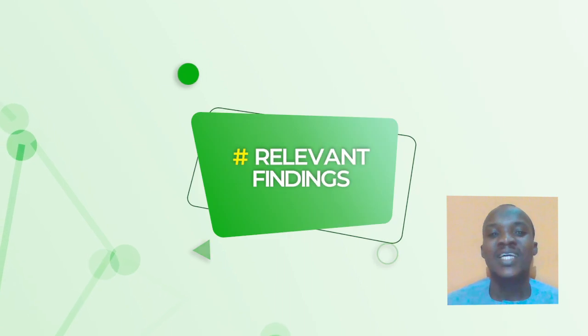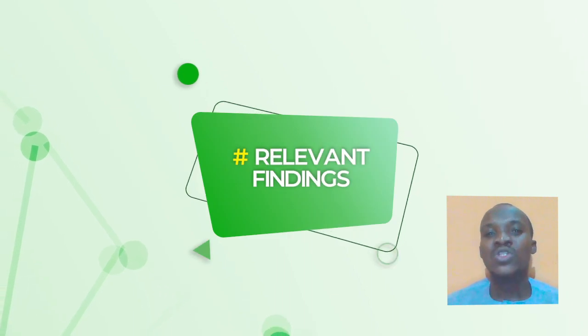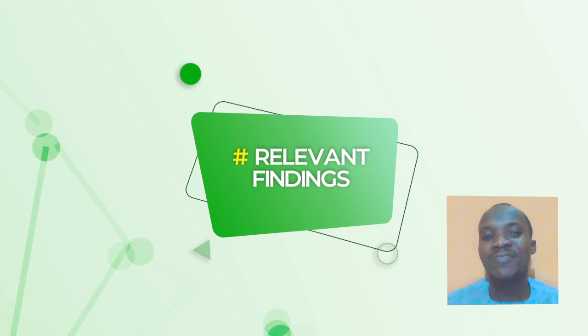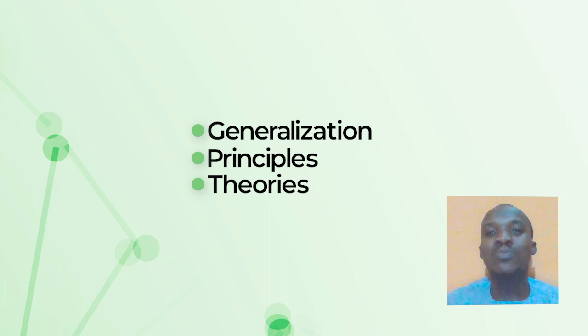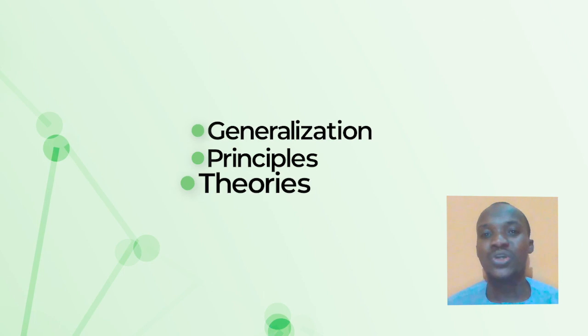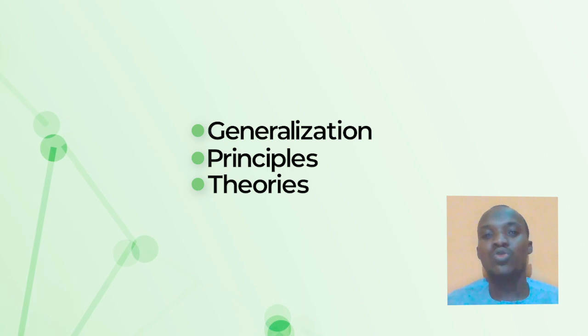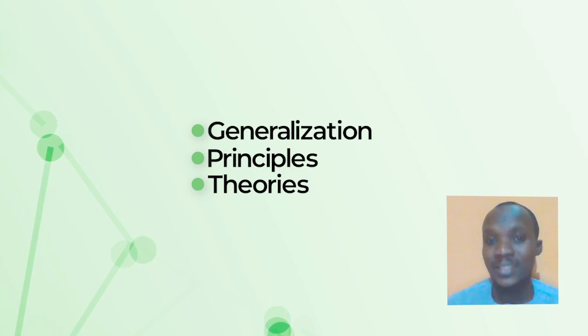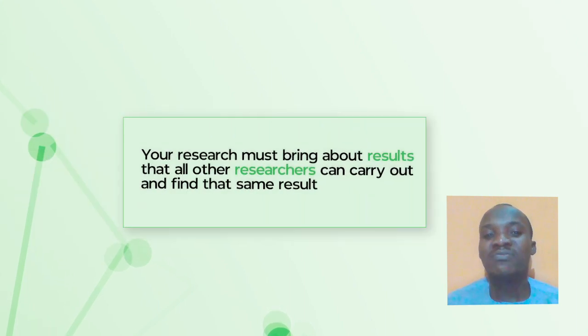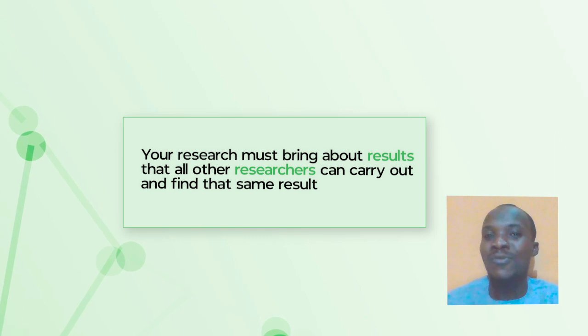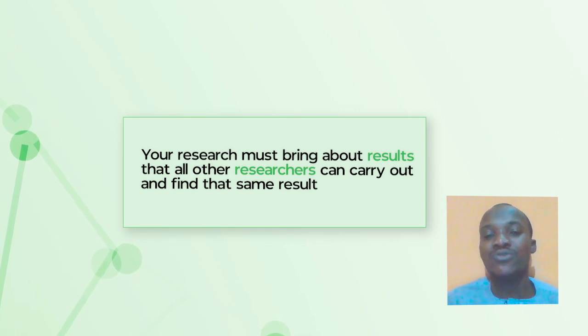Now, the second characteristic that a good research must have is that your research must bring about outcomes or findings that would be developed to bring up generalizations, principles, and theories. In other words, your research must not just bring about a solution that cannot be generalized. Do you understand? Your research must bring about findings that all other researchers just like you can carry out and find that same result.